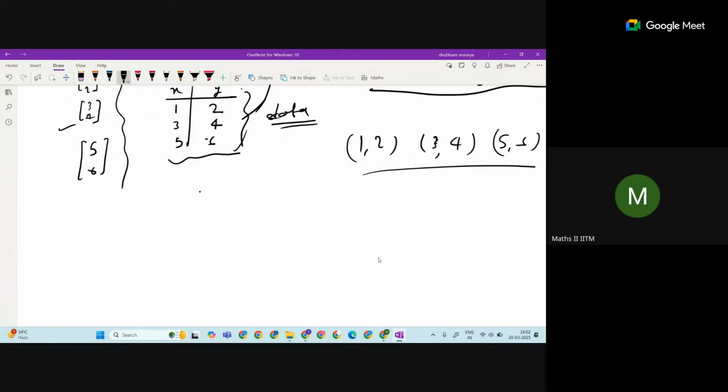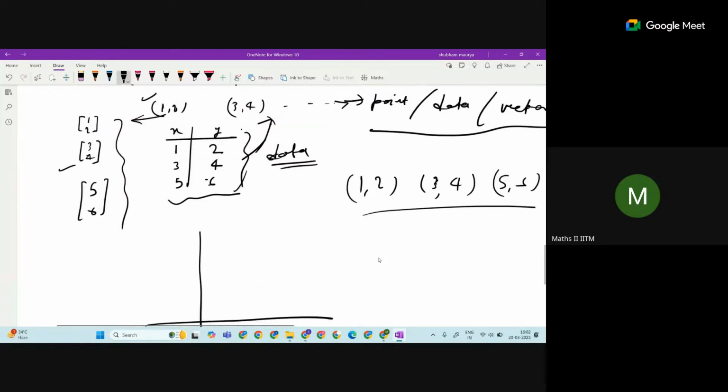So if you plot these points, we have this point or vector. If you plot this vector or point, we have 1, 2 maybe here, 3, 4 maybe here, 5, 6 maybe here. Similarly for other points. Okay, we have some other points also.